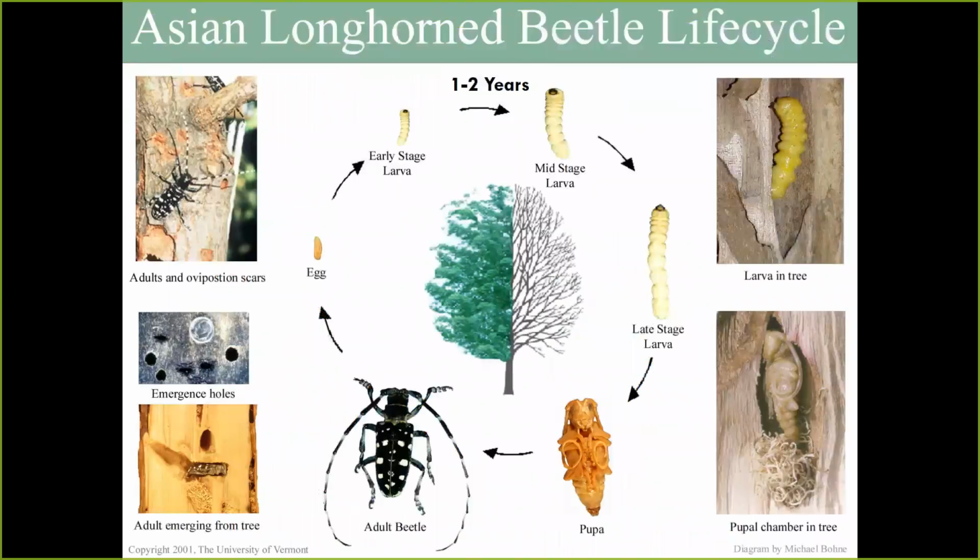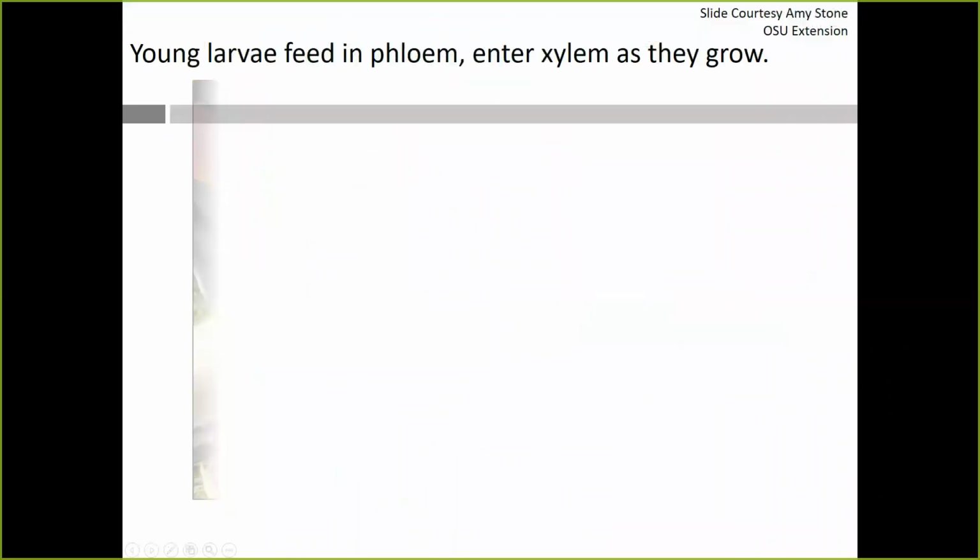Okay, so this Asian longhorn beetle has a 1 to 2 year life cycle. What happens is that the adults will emerge from the trees. They will then dig oviposition holes, where they'll lay the eggs. The eggs will hatch into larvae. They grow bigger and bigger, and then bore into the wood, and then they'll pupate and come out again.